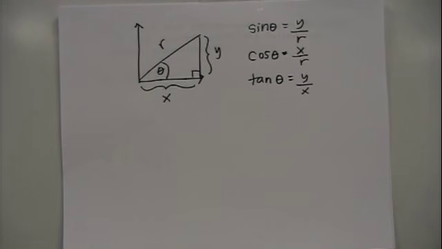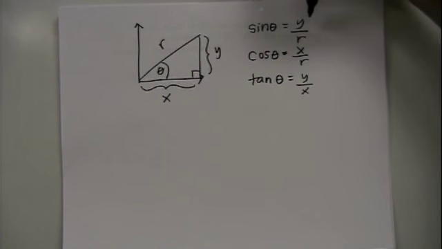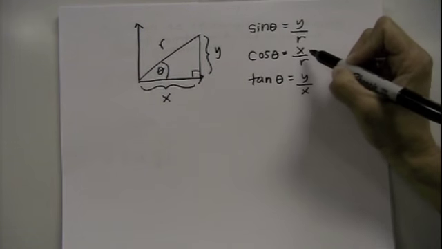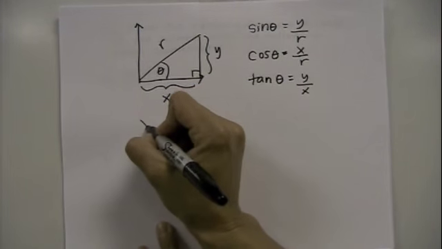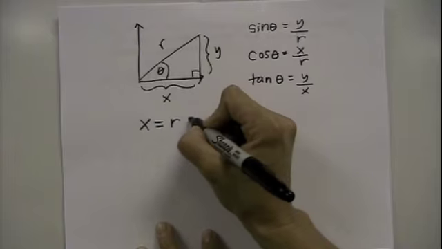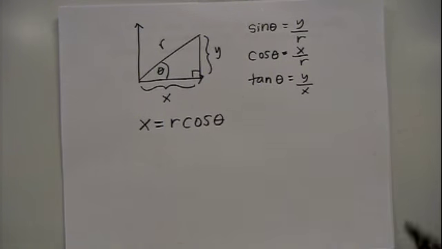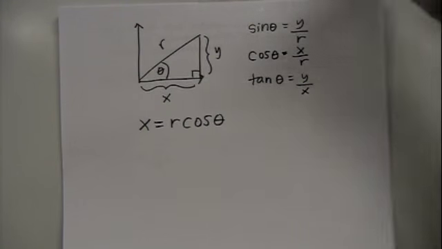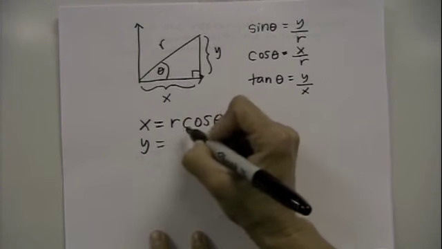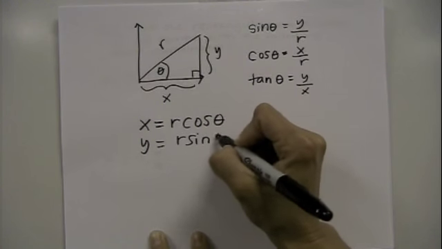So what we can do is take this equation and isolate the value, let's actually start with cosine. Let's isolate the x. In order to do so, you would times both sides by r. So you actually get the equation x equals r cosine theta. We're going to do the same thing with sine. We're going to times both sides by r. It cancels the r's, so that y equals r sine theta.